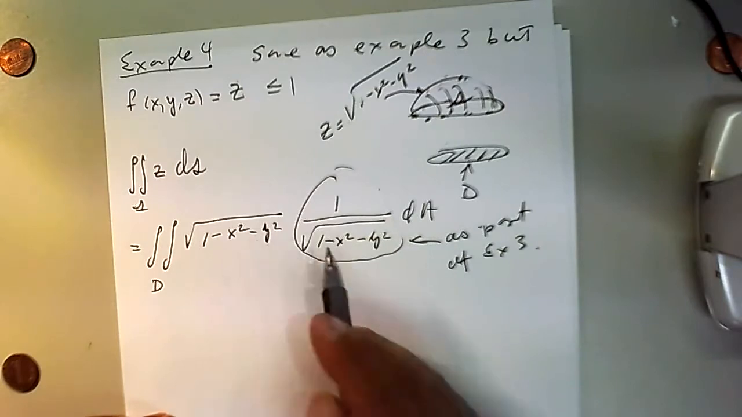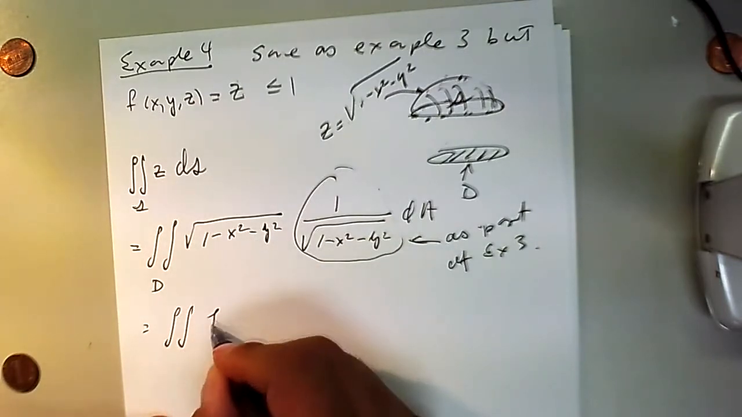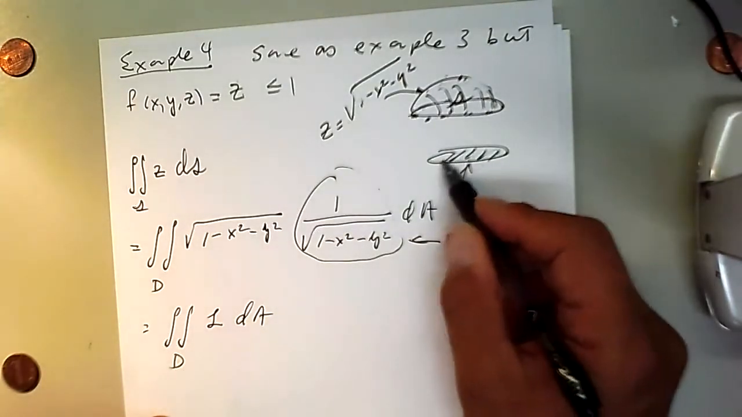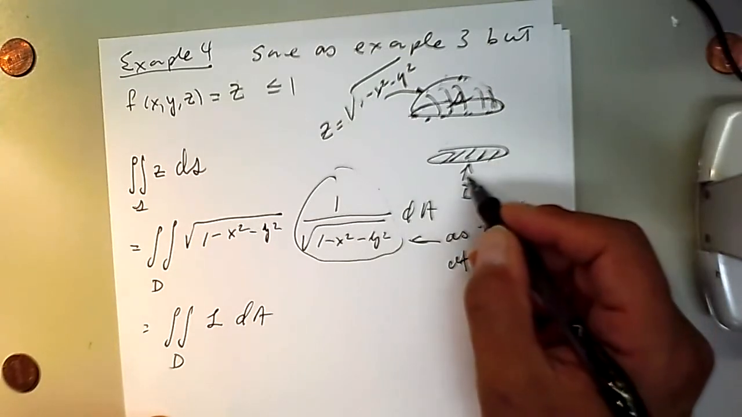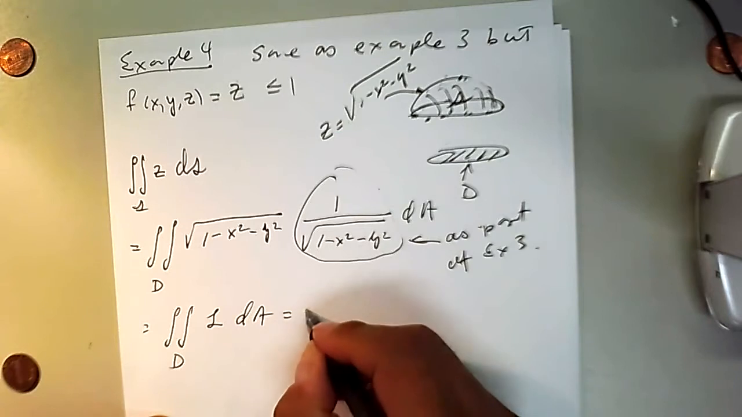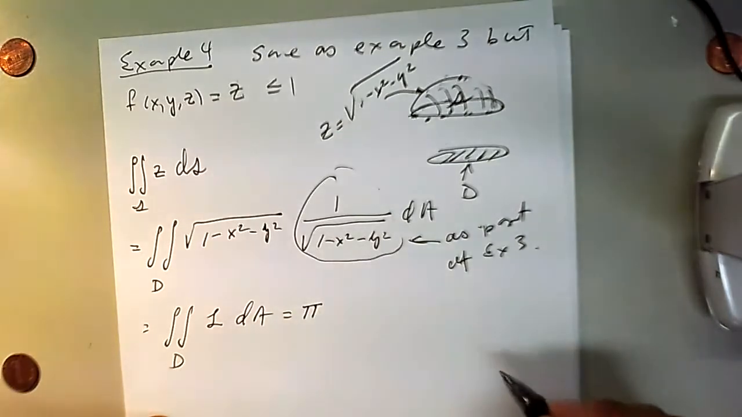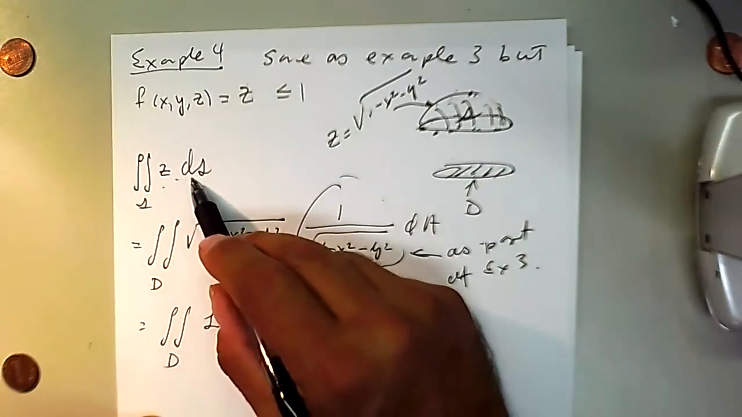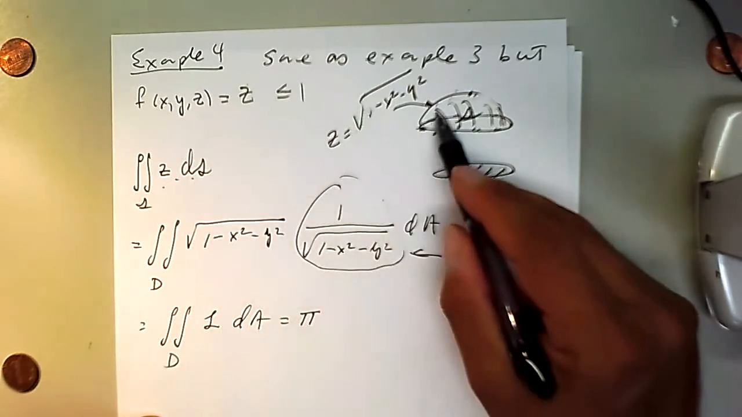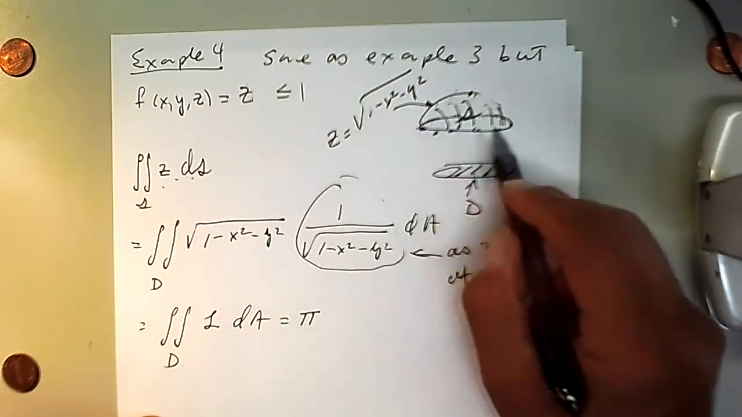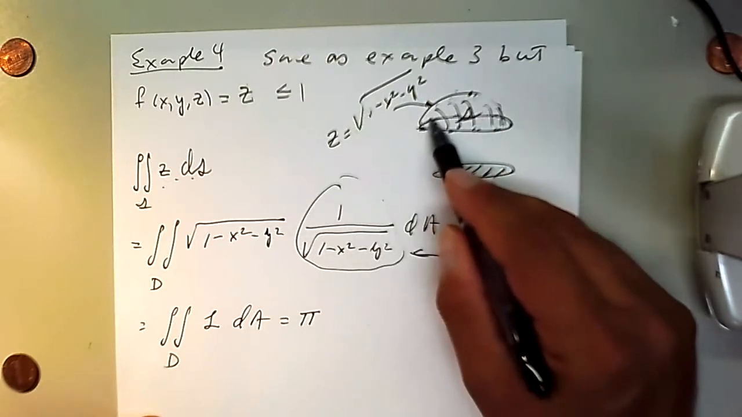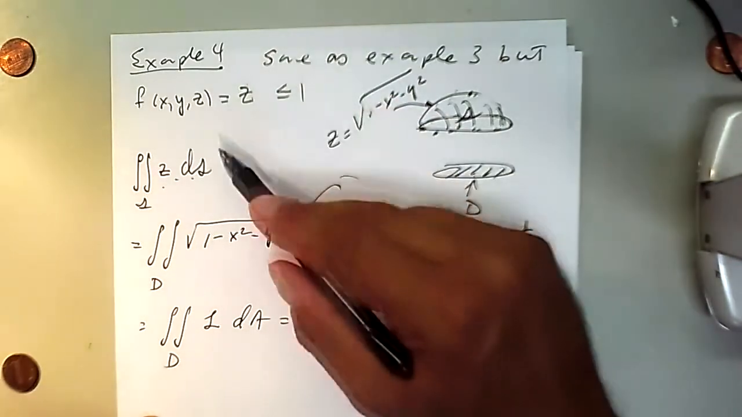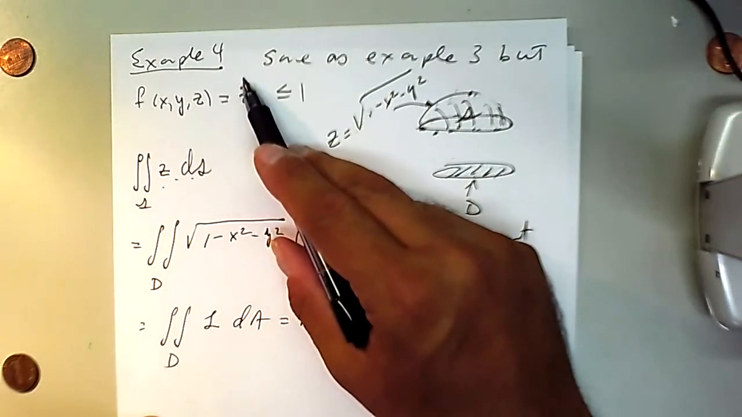Well, that is neat, because that means we are double integrating just the number 1, because those two simplify, with respect to the area over D. That is this area. This is a unit circle. I might just as well use geometry. So the answer is pi. Yes, so the double integral of z with respect to the surface of this surface, the semisphere, is pi, which is smaller than 2 pi, which is the answer we obtained in example 3.